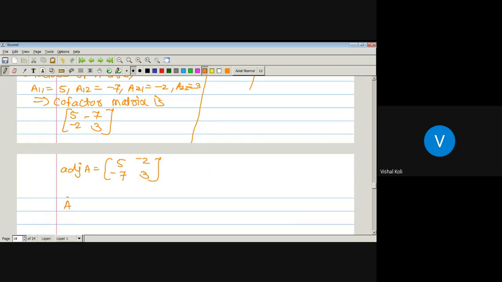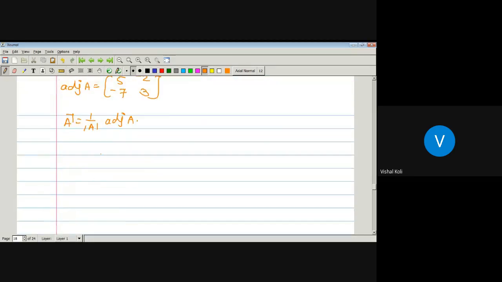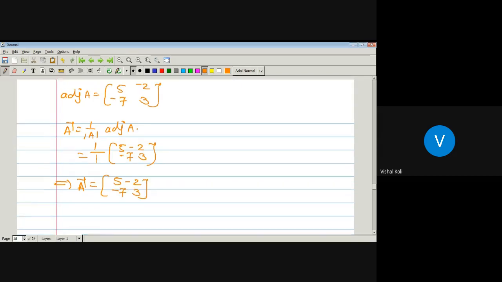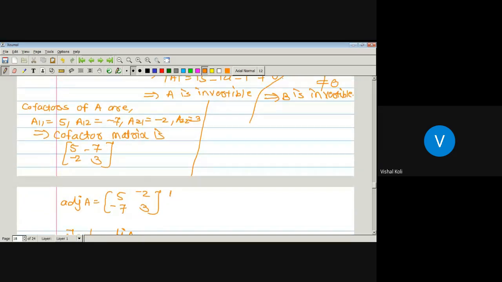And A inverse is equal to 1 upon determinant of A into adjoint of matrix A. But determinant of A is 1, so it is equal to 1 by 1 into this matrix, [5 -2; -7 3], which implies A inverse is equal to [5 -2; -7 3]. Now similarly we find out the inverse of matrix B also.